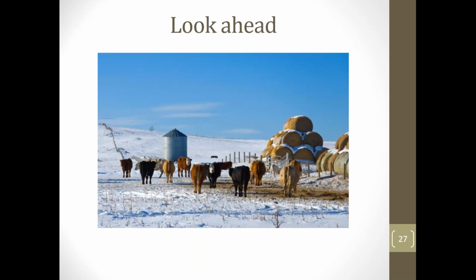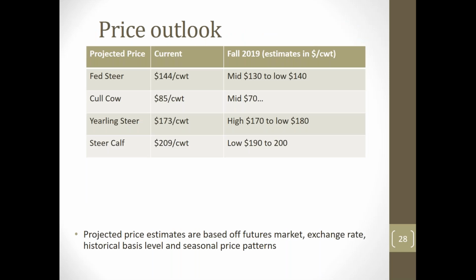So looking ahead, what do we see into the fall? I talked about fed steers, they were averaging about 144 last week. Moving into the fall, based off the futures contract and average basis levels, we'll probably see them in the mid 130s to the low 140s. There's a little bit of room, as I mentioned, potentially in that nearby live contract to go up possibly $5, but we'll have to see how beef demand plays out.